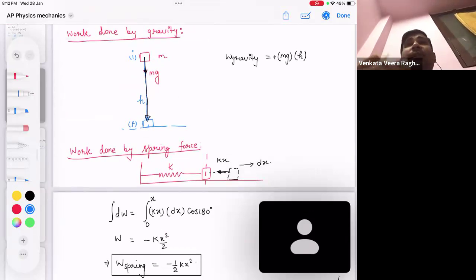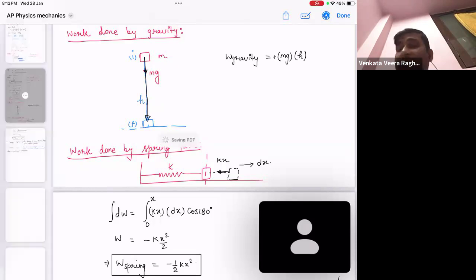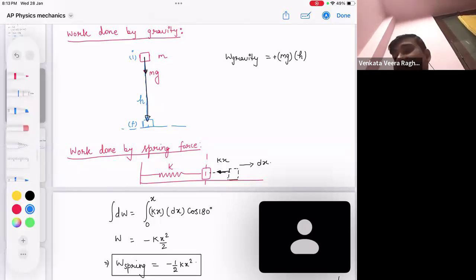Means work done by gravity is always going to be mgh, irrespective of how the particle went from initial to final point. The work done by gravity only depends on mgh, where h is the height difference between the 2 points. Is that clear? And if the particle is taken up, the work done by gravity is going to be negative. If the particle is taken down, the work done by gravity is going to be positive.